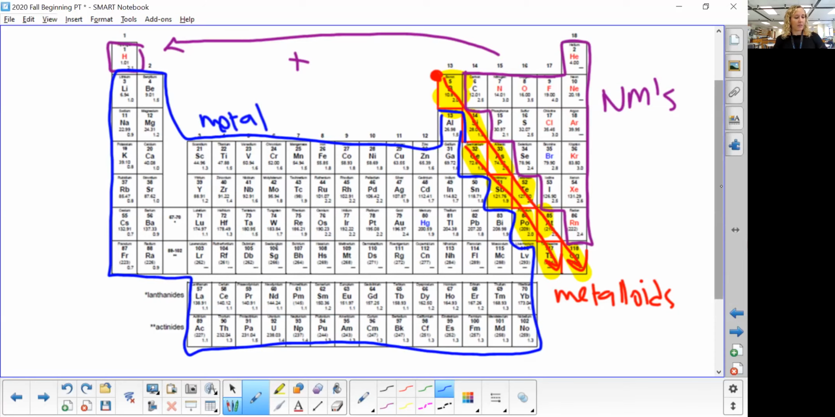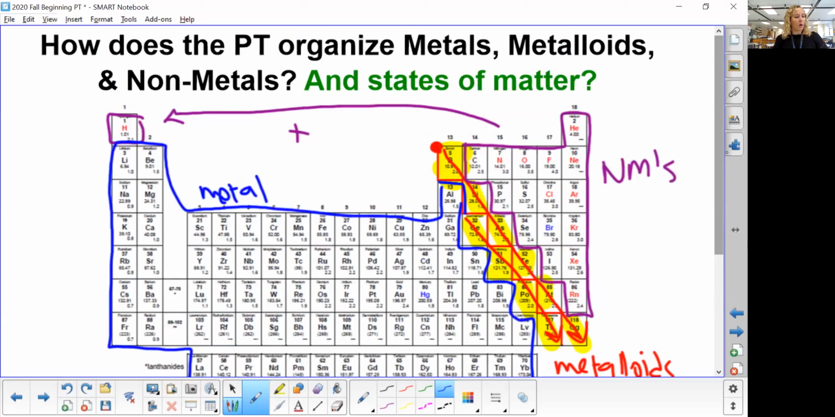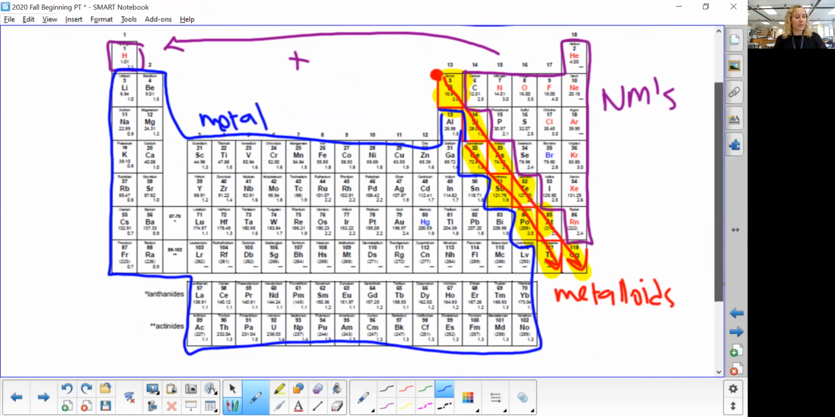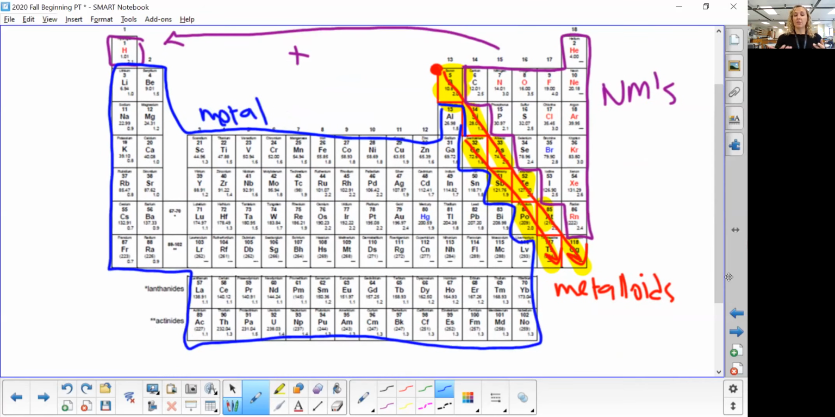The other thing I have on this slide is how the periodic table shows states of matter. I did ask you this in the element sampling activity, to find at room temperature a solid, a liquid, and a gas. Finding a solid is really easy. The liquid and the gases are a little bit harder, but you will get a color-coded periodic table on every test. And I want you to see that the periodic table kind of does the work for you.